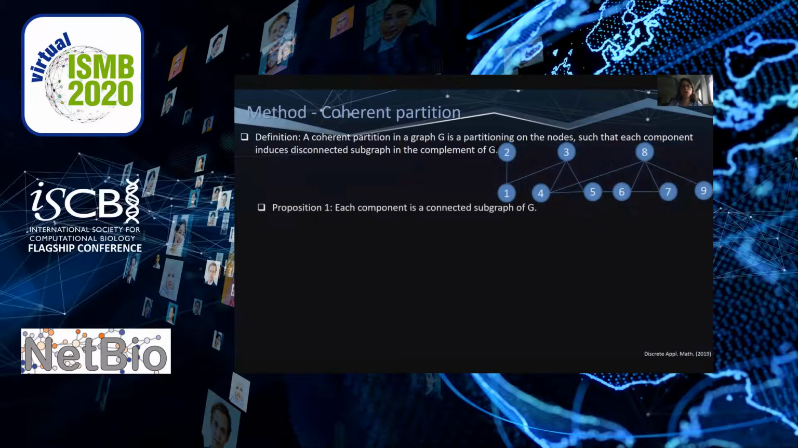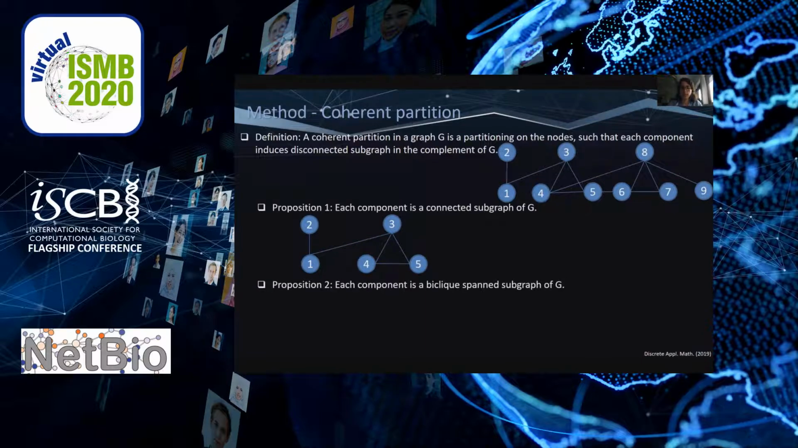First, each subgraph should be a connected subgraph. As you can see, this is a disconnected subgraph. However, this one is a connected subgraph. Each component is a biclique span, and I will show you this term by examples. As you can see, this is a biclique and also a biclique span.